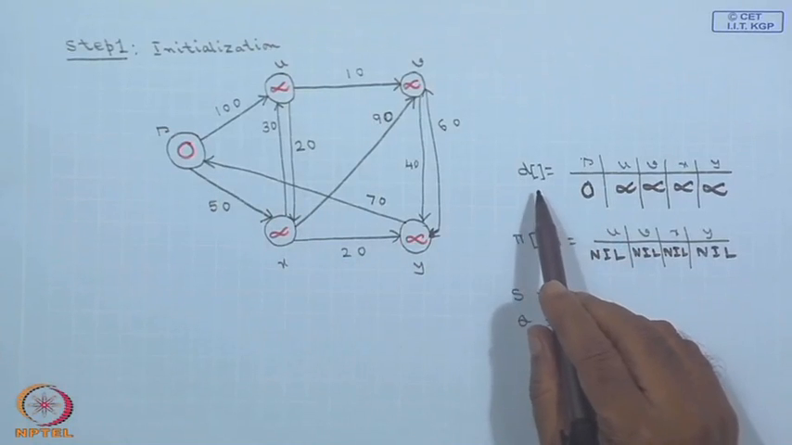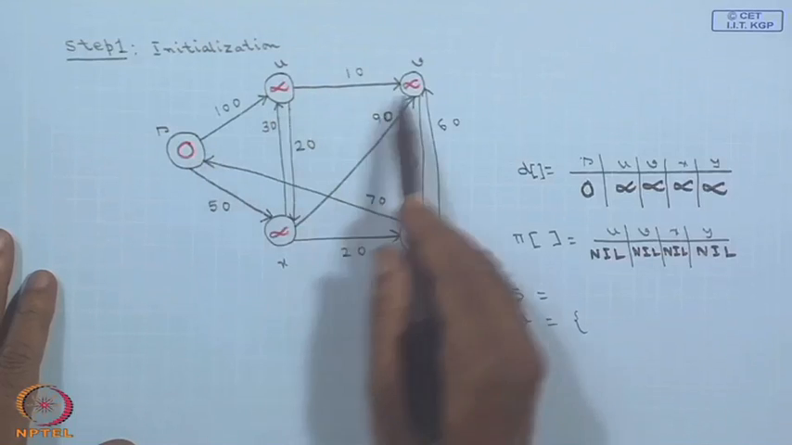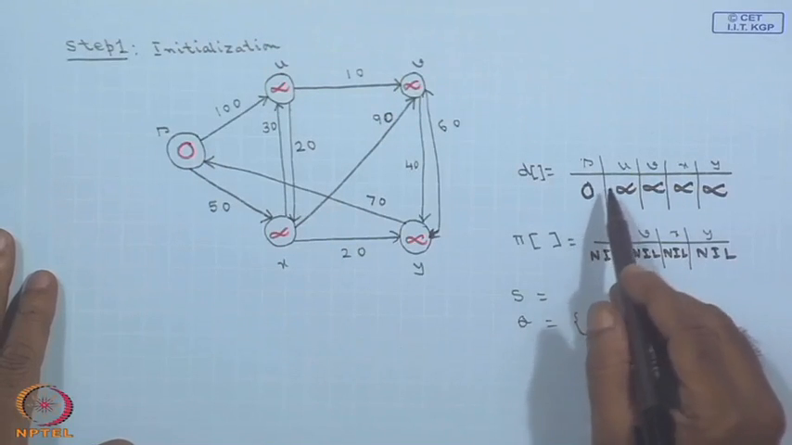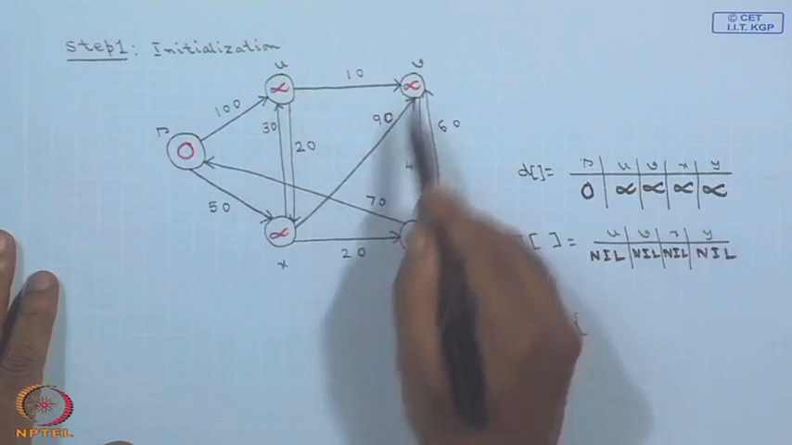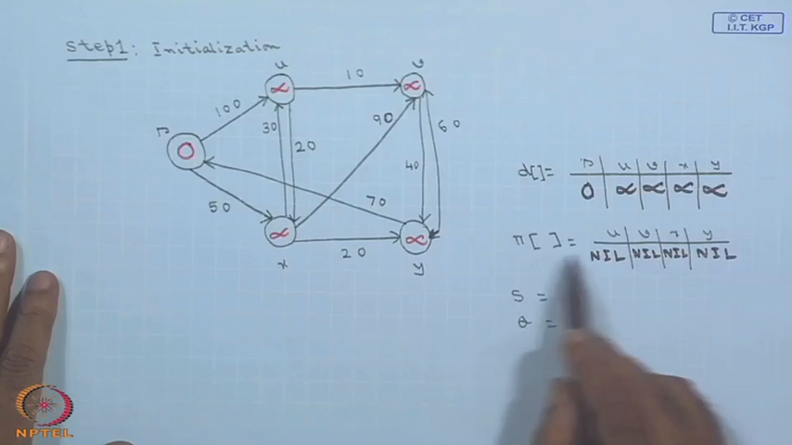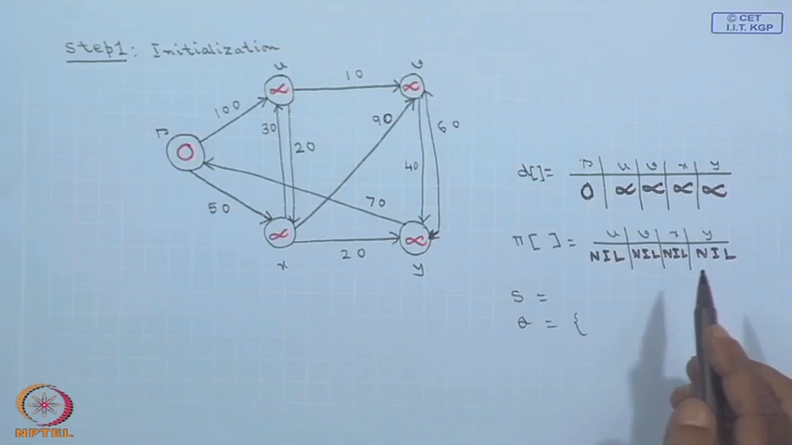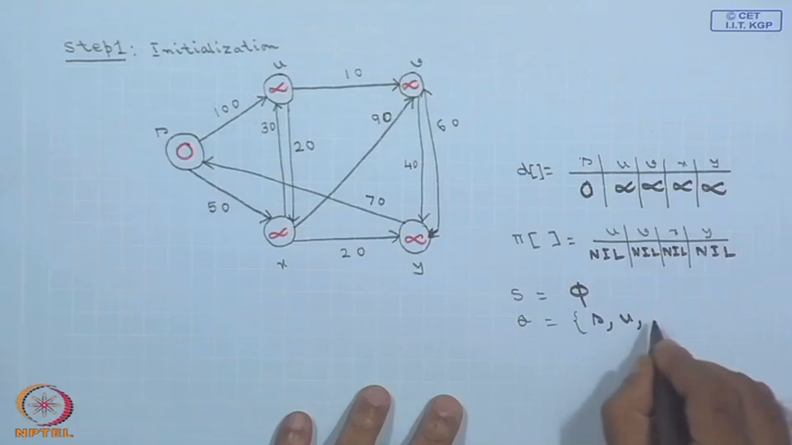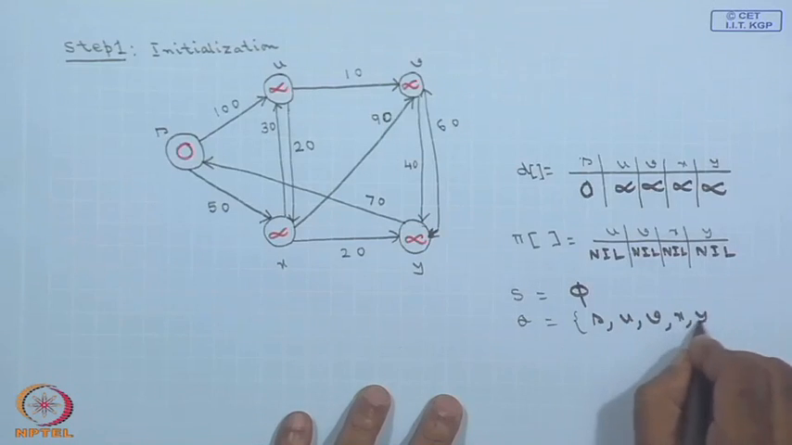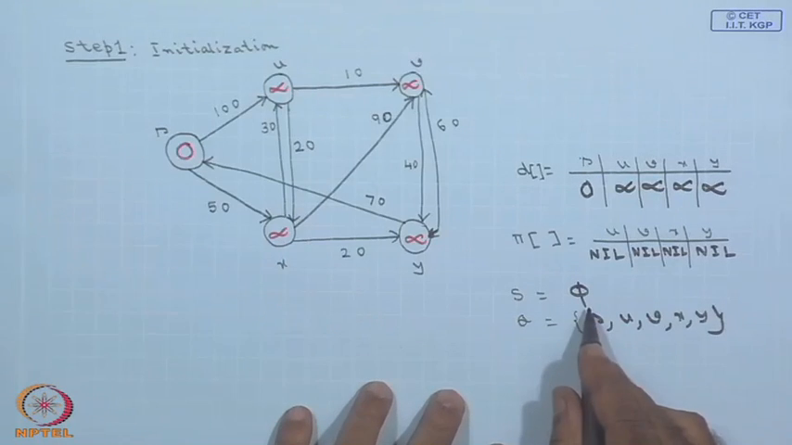So, you are calculating first the distance array. From the distance array, on each vertex you are now writing the values. For the initialization, you know the distance of source is 0, whereas the distance of the other vertices is infinity, and you have written all this. For the predecessor, initially it is nil for all of them. So initially your S is phi and your Q is all the vertices, that is S, U, V, X and Y.